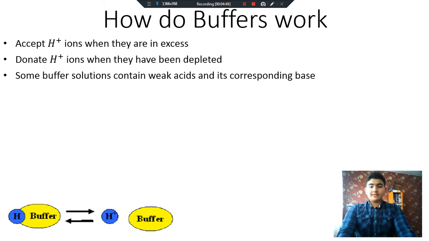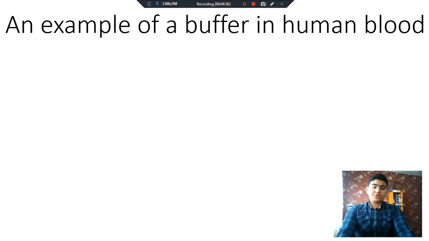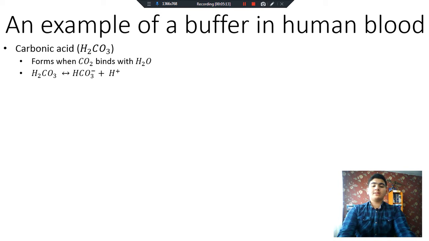And keep in mind that several buffers contribute to pH stability in human blood, and many other biological solutions, other solutions that are used by other animals and other biological or living things. Okay, so one example would be carbonic acid, or H2CO3, okay, which forms when CO2 reacts with water in the blood plasma.